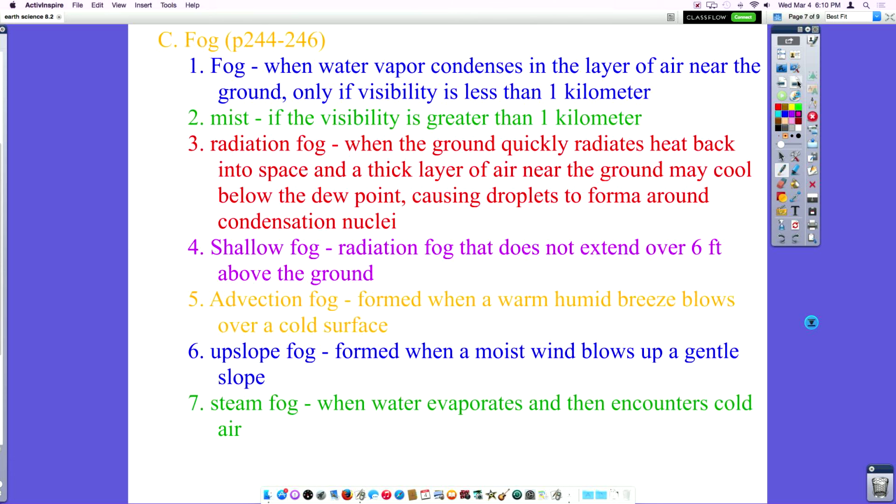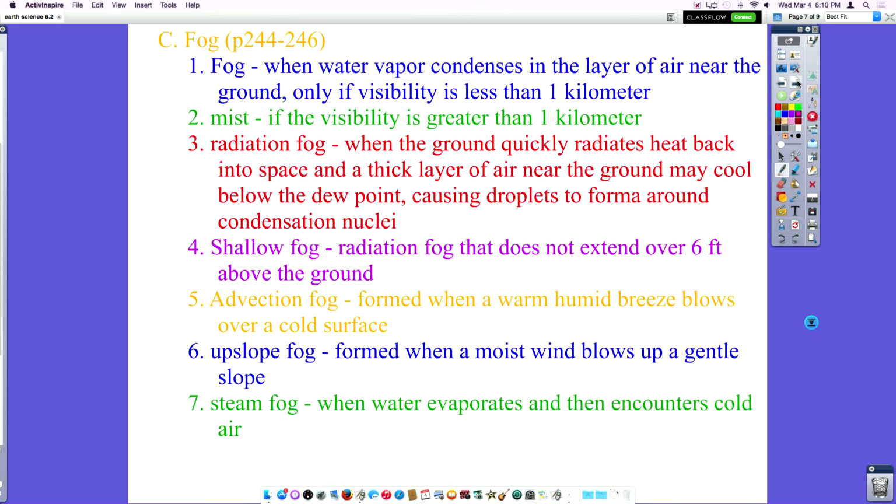So, some things about advection fog. An upslope fog is formed when a moist wind blows up a gentle slope. As that moist wind goes up the slope, the air temperature drops as it gains altitude, eventually reaching the dew point or below the dew point. We get fog up a hill, basically. And then steam fog, when water evaporates and then encounters cold air. Sometimes warm rain falling into cool air evaporates, producing what's called a frontal fog.